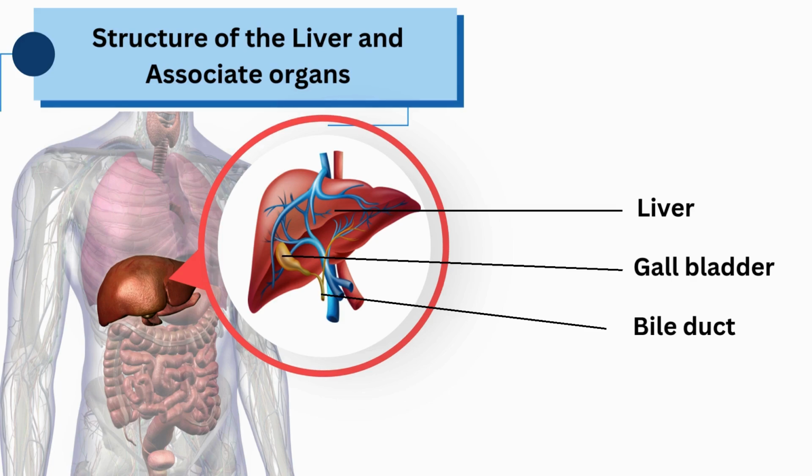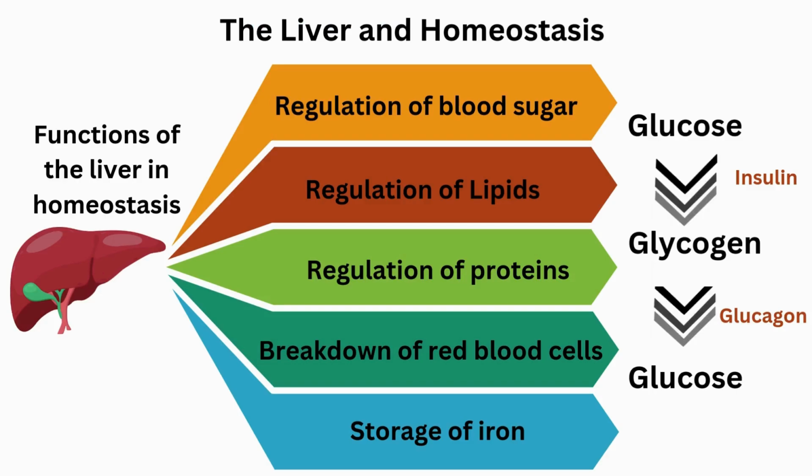Associated with the liver is the gallbladder, which stores the bile, and it is connected to the duodenum by a short tube called the bile duct. The liver secretes bile, responsible for emulsification of fat, and the liver is also able to control major metabolic activities within the body. Now let's look at the functions of the liver.